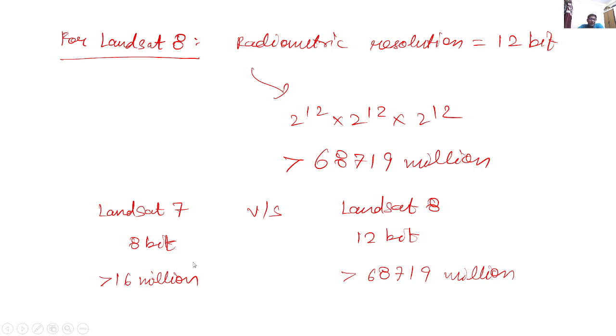For a Landsat 7 image, for a 3 band formulation, the number of color values would be in excess of 16 million, whereas the same thing for Landsat 8 would be in excess of 68,719 million. So it's a massive increase as we change the radiometric resolution.